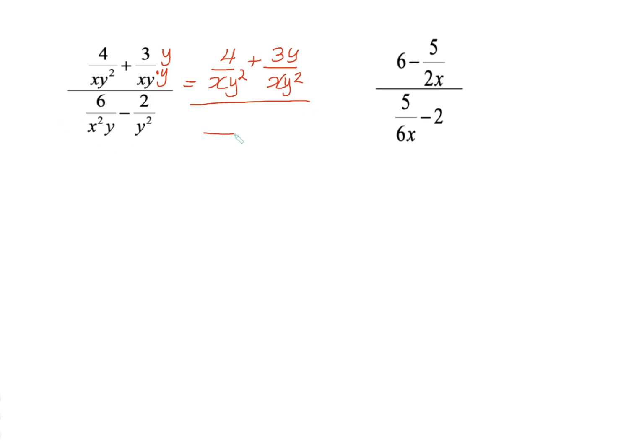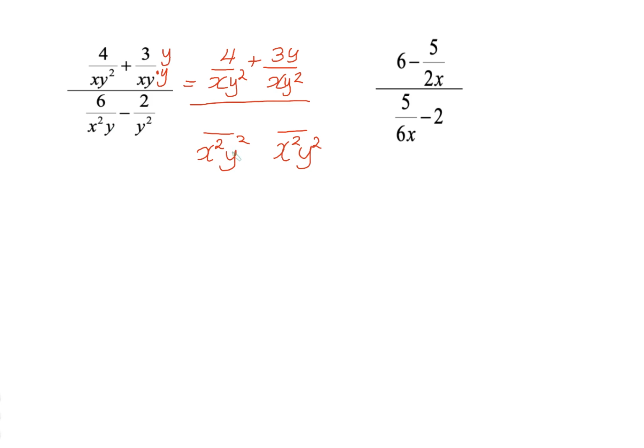Over here, let's find our LCD. So I see x squared. I don't see an x over here, but we're going to need it. And then I see y here and y squared here. Remember, y is common to all two, so we're going to take the one with the greatest. So this is y squared. So your LCD is x squared, y squared.